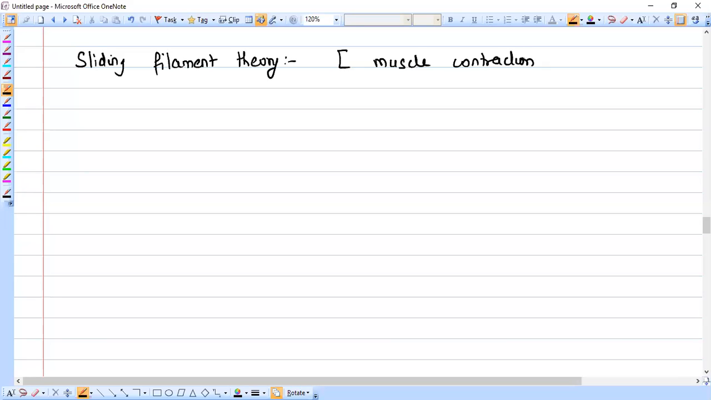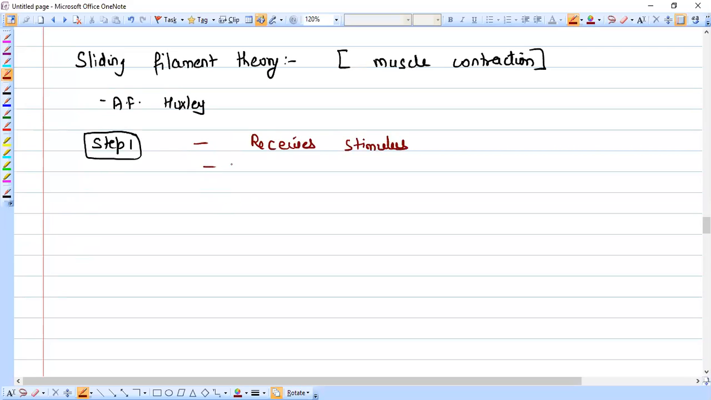The scientist who talked about the sliding filament theory is A.F. Huxley. There is also H.E. Huxley, Jensen, and many other scientists involved. So what is the first step for the sliding filament theory? The first step is that the muscle receives a stimulus. After receiving the stimulus, the impulse travels to the neuromuscular junction, and the neurotransmitter is released. That neurotransmitter is acetylcholine.